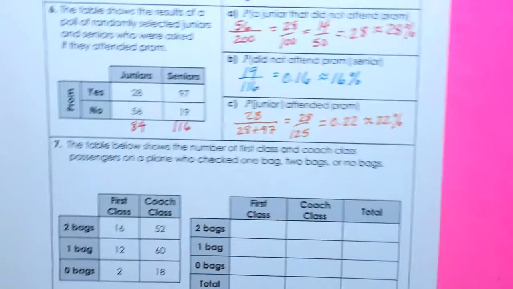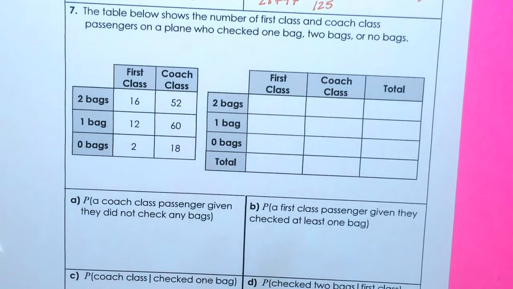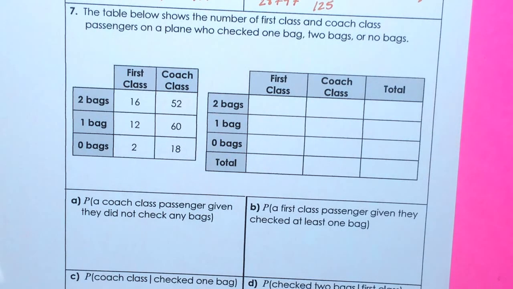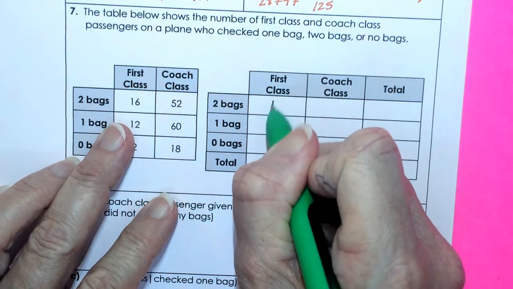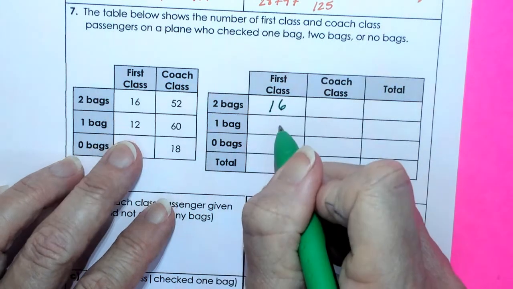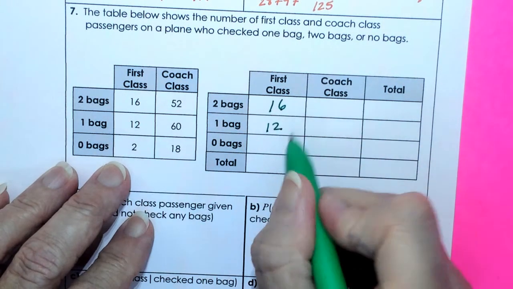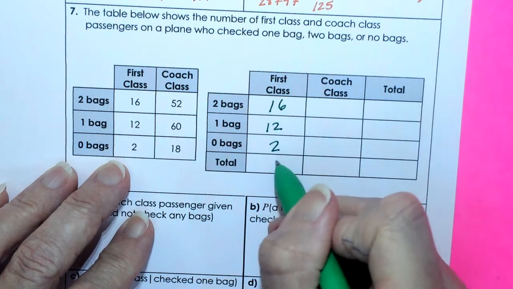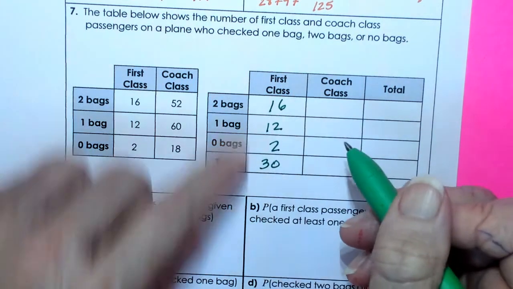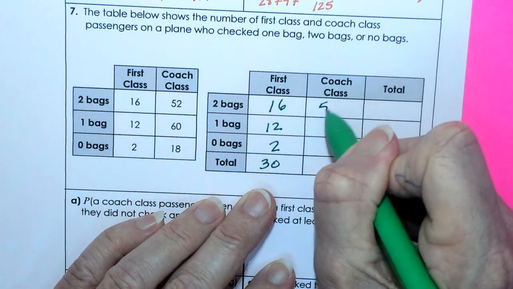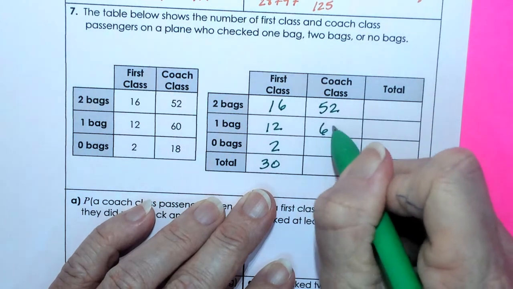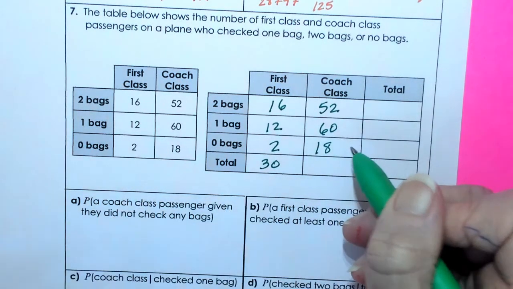Okay, scoot down the page, do some more tables. The table below shows the number of first class and coach class passengers on a plane who checked 1 bag, 2 bags, or no bags. Okay, so in first class, right here we know we had 16 who checked 2 bags, 12 that checked 1 bag, 0 bags, there were 2 people. So we had a total of 30 people in first class checking bags, or not checking bags. In coach class, we had 52 people checking 2 bags, 60 checking 1 bag, and we had 18 people who checked no bags at all.